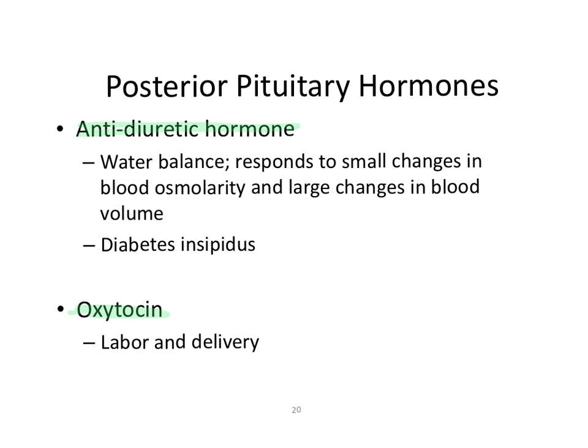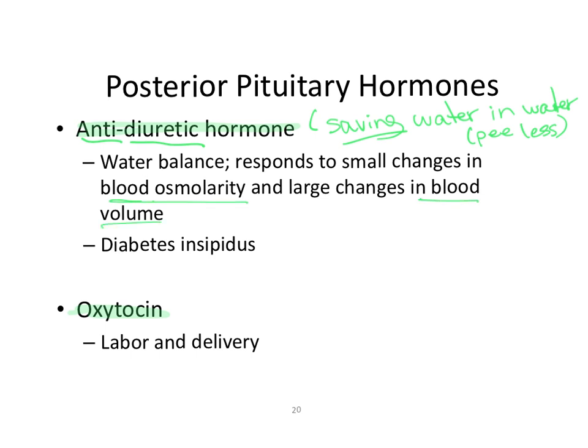Antidiuretic hormone does exactly that. Diuretics make you pee. Antidiuretics make you save water in your body. So this is about saving water in your body. And effectively, it makes you pee less. Okay. Diuretics we use medically to make you pee more. Antidiuretics make you pee less. It's going to be responsive, we'll see this in the urinary system, to small changes in the amount of salt in your blood or large changes in blood volume.